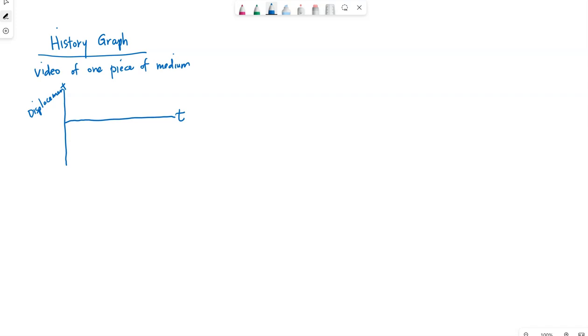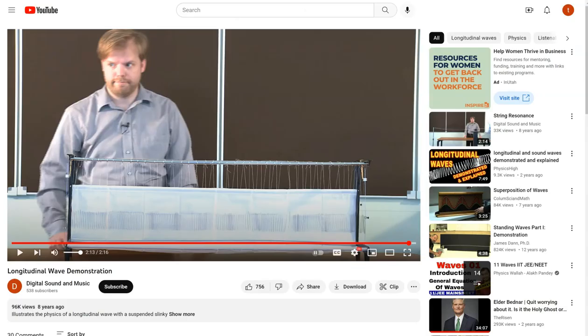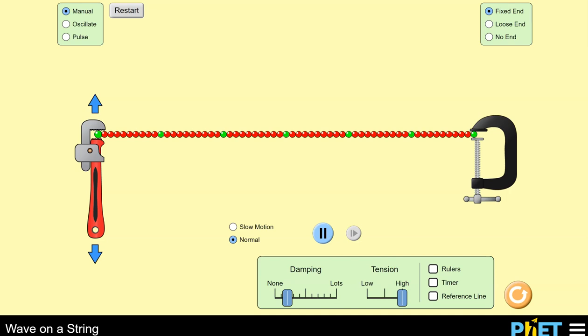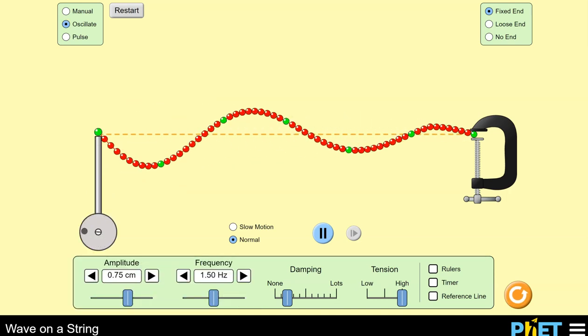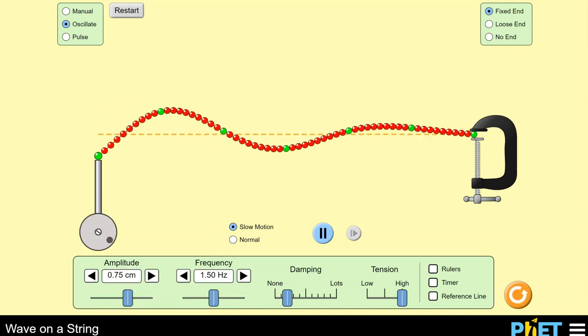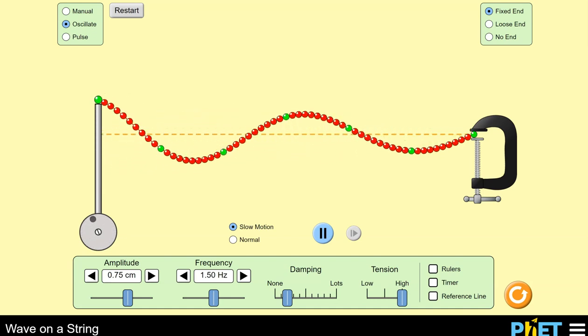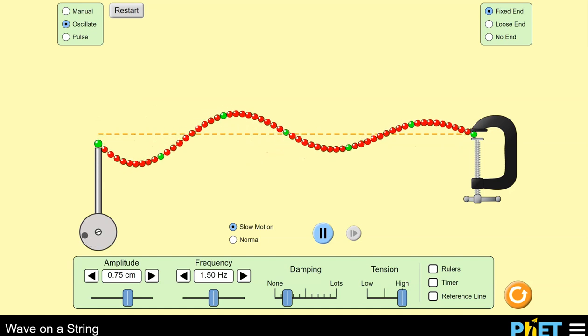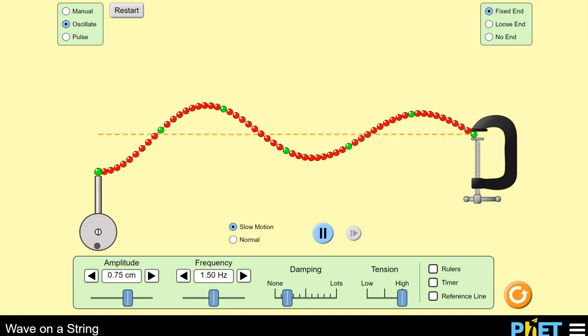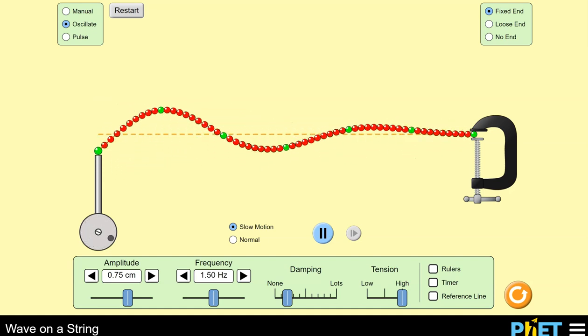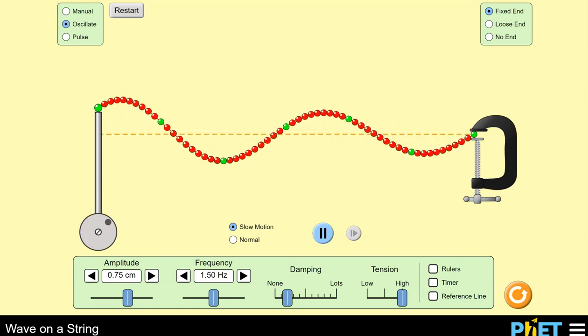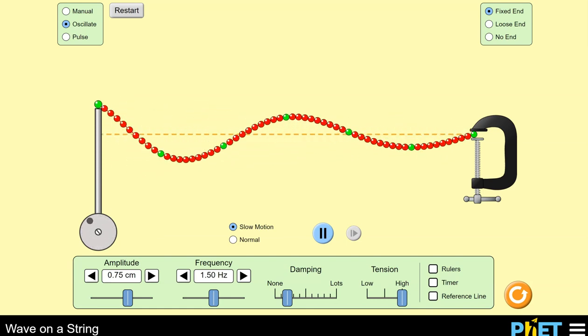So essentially, like we mentioned, if I jump back here to the simulation and I cause this to oscillate in slow motion, if you zoom in on whichever bead you decide you like at the moment, and just watch the one bead, we just see that go up and down and up and down and up and down, similar to a mass on a spring.